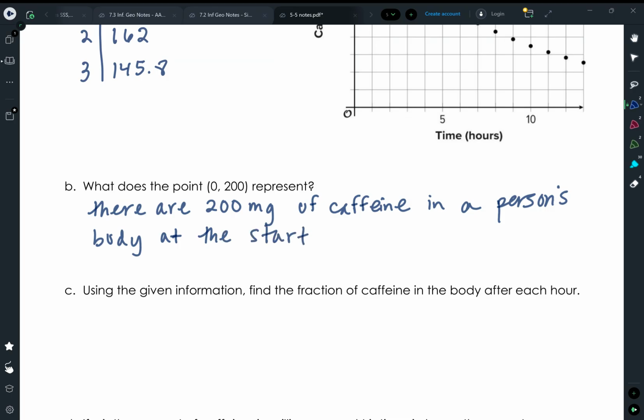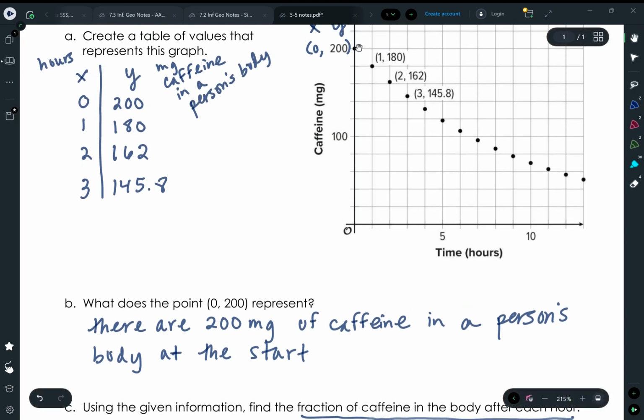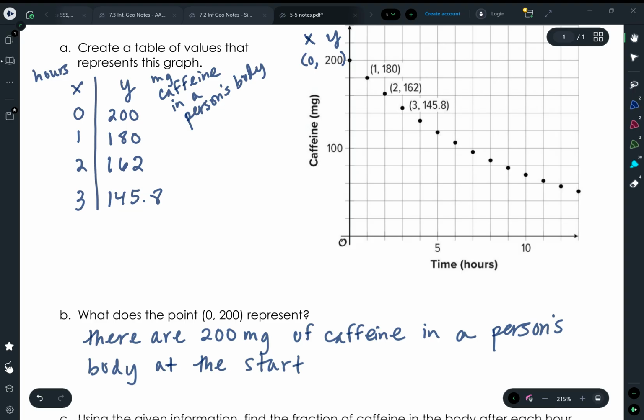Using the given information, find the fraction of caffeine in the body after each hour. So I feel like there's different things here. They're looking for the fraction of caffeine that's left in the body after each hour. So when I look at what's going on between those first 2 points, I'm looking at what percentage of caffeine is left. So after 1 hour, I have 180 milligrams, but I had 200 at the start. So we're going to make a fraction out of those two. So I'm going to write 180 over 200.